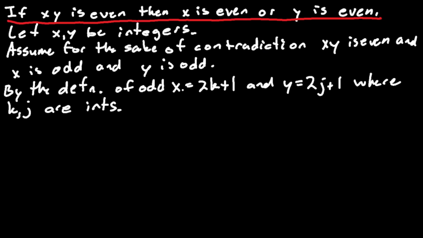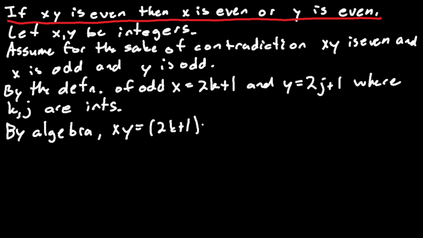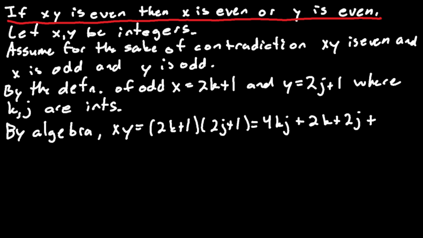Okay, by the definition of odd, x is equal to 2k plus 1 and y is equal to 2j plus 1, where k, j are integers, right? These are the definition of odd numbers, so we can define as such. All right, and we can multiply them together now. So let's say by algebra, and this is probably not proper grammar, xy is equal to 2k plus 1 times 2j plus 1. And we can also distribute this. We get 4kj plus 2k plus 2j plus 1.